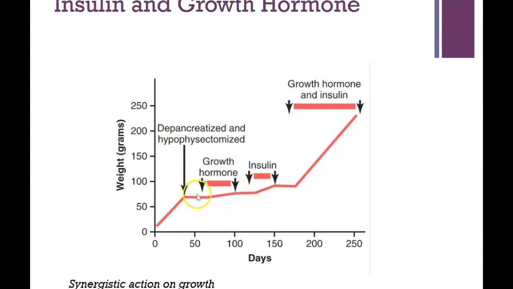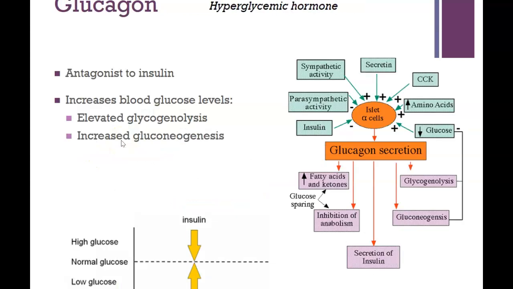We gave exogenous growth hormone and weight goes up a little bit. We give exogenous insulin and weight goes up a little bit. We give them both together and we see this huge spike in growth. So insulin not only is going to move glucose, it also enhances the activity of growth hormone so that tissues, especially long bones and muscle, grow more effectively.